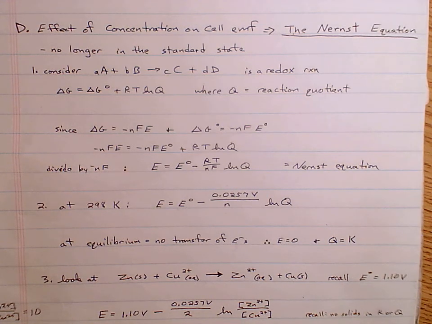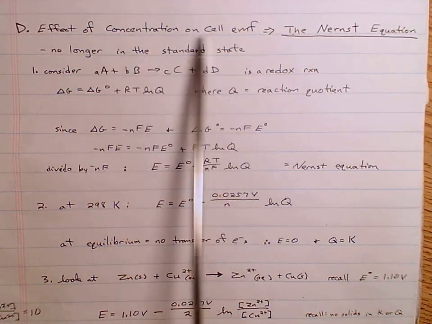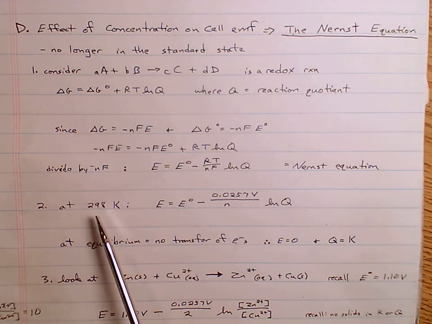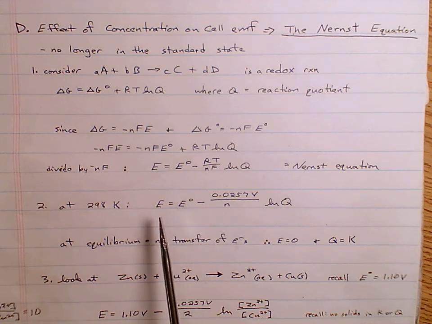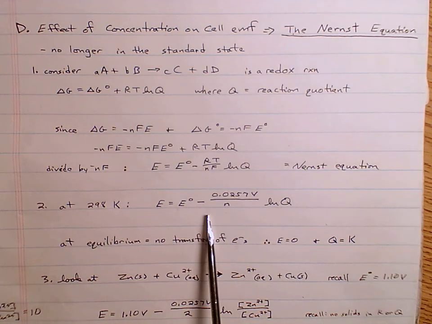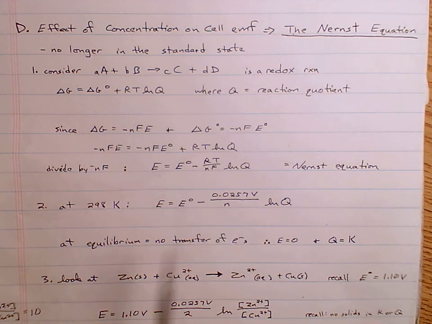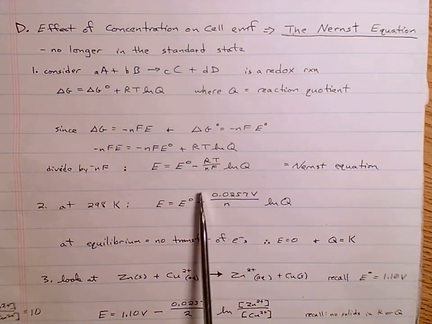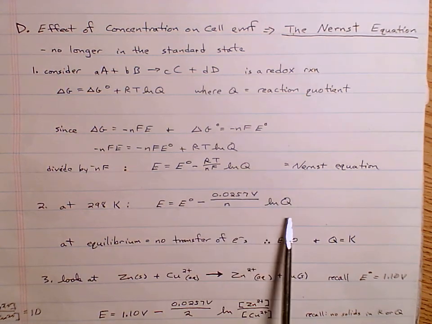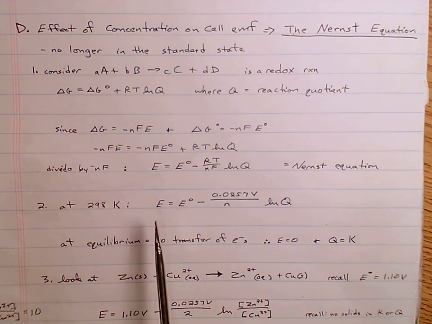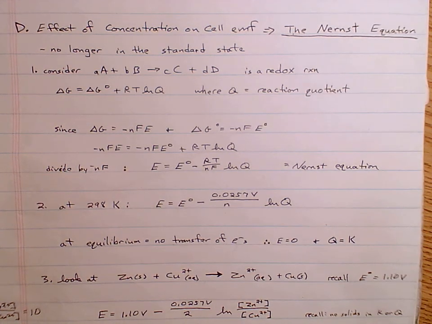Now, we're interested in what's going to happen when we have different concentrations. We want to keep the same temperature, so let's just go with 298 Kelvin, room temperature. And when we do that, as we have seen before, RT over F is a constant. E equals E naught minus 0.0257 volts over n, natural log of Q. Now at equilibrium, remember, there's no transfer of electrons, so if we were at equilibrium, E would be 0 in that case.